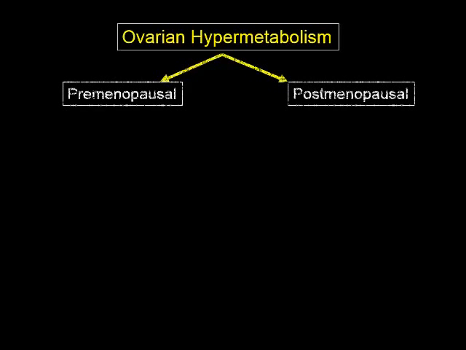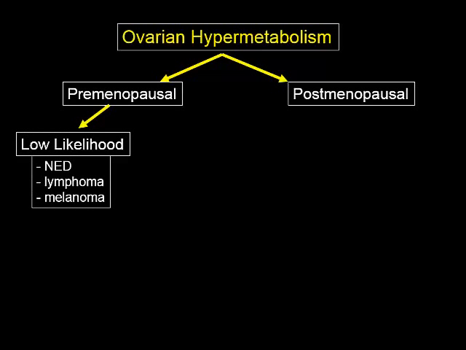So this algorithm kind of illustrates my personal approach to ovarian activity, and it tends to work out pretty well. First question I always ask is, is the patient premenopausal or postmenopausal? Because that really is the critical juncture. If the patient is premenopausal, and this is a tumor type that has a fairly low likelihood of involving the ovaries, say lymphoma or melanoma, something like that, then I would merely observe those patients.